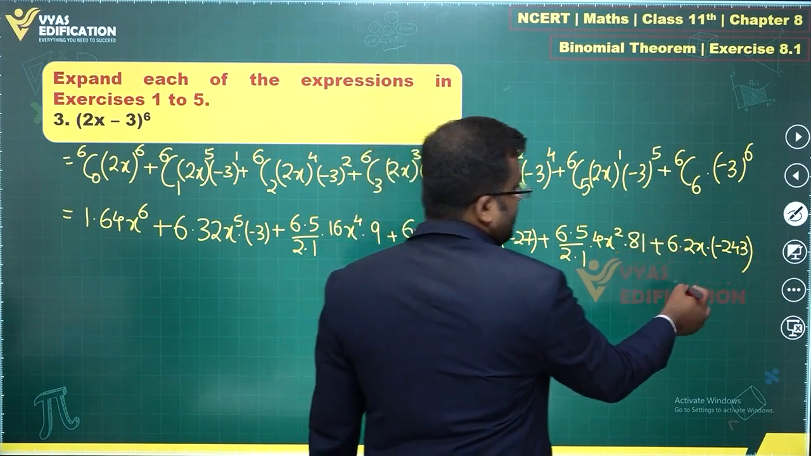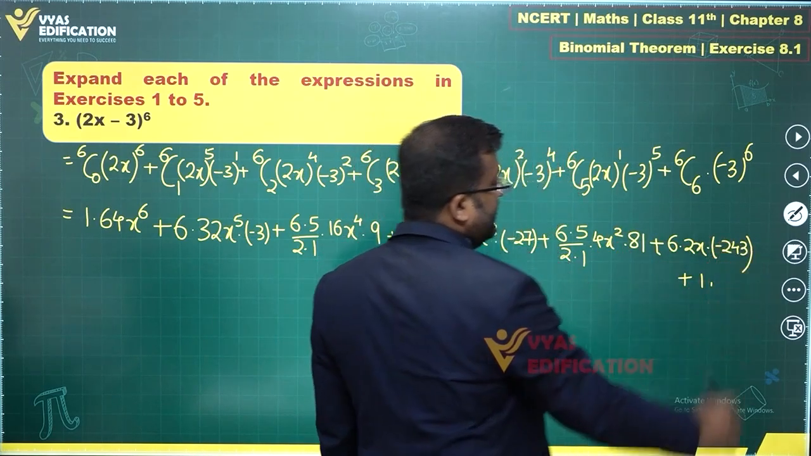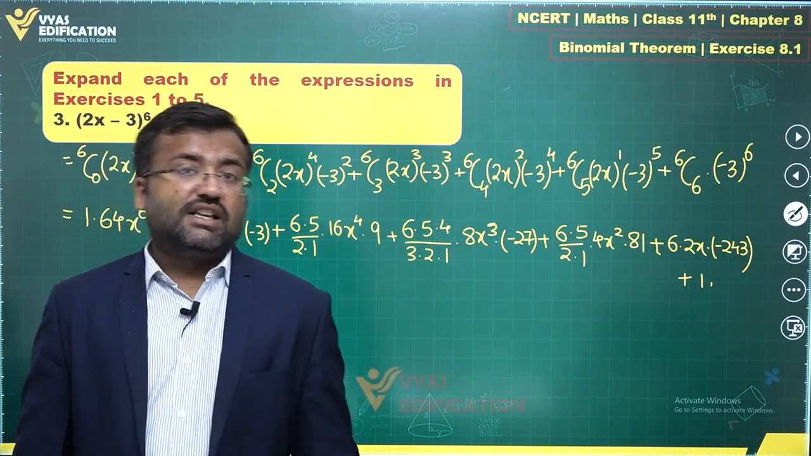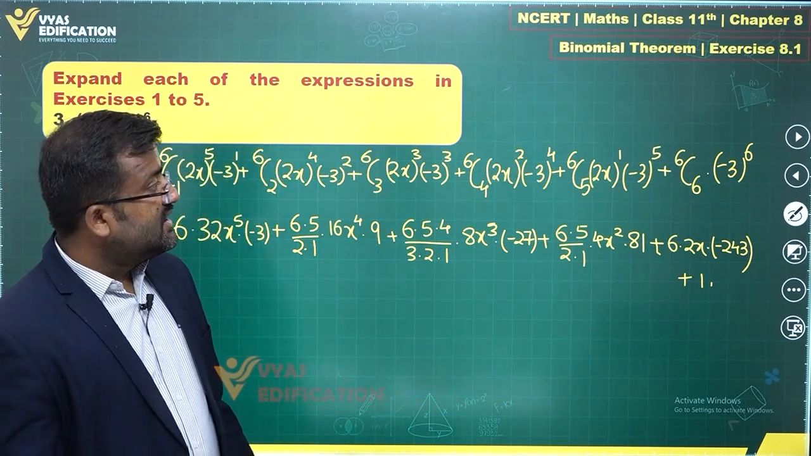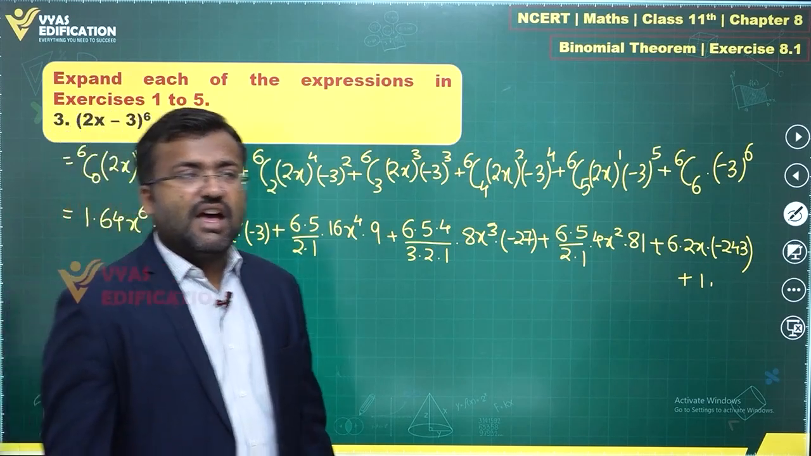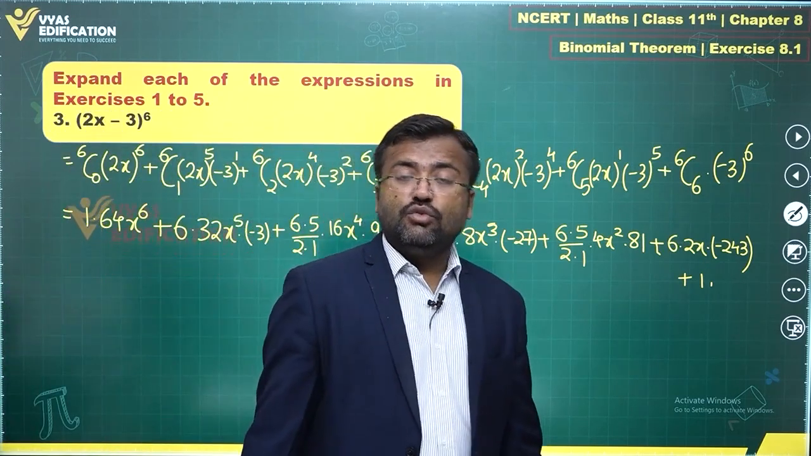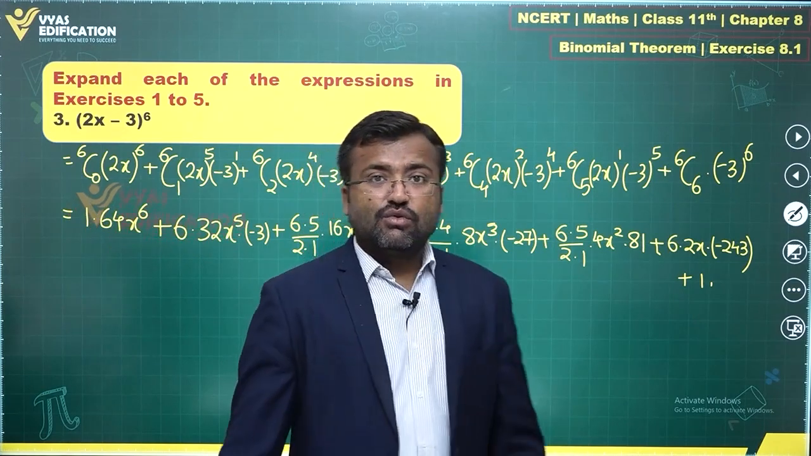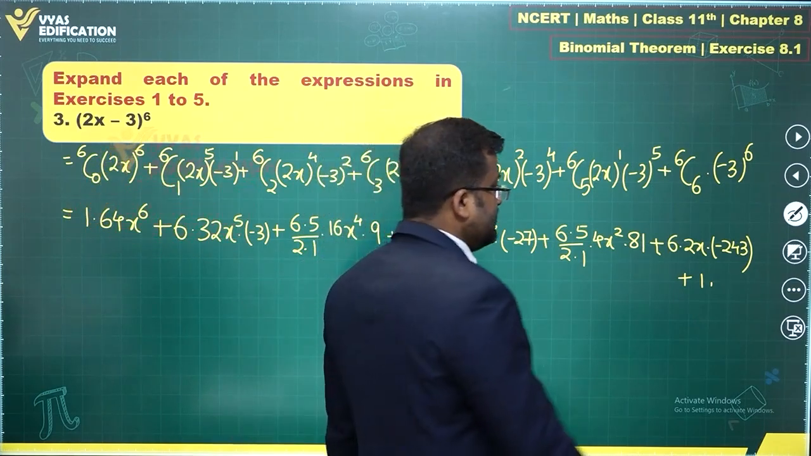What else? The last term. Let me write the last term over here. 6C6 is 1 and (-3)^6. What is that? Minus power 6 will be positive, and 3^6 is the same as 9 cubed, or 27 squared, that is 729. This is 729.